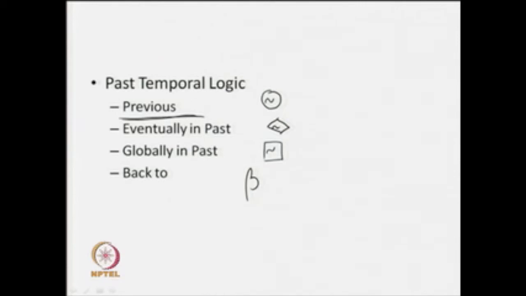So, now we can reason about the past behavior of the system also. In that particular case, we have to look for the past temporal logic. So, like your future temporal logic, we have these 4 operators: previous, eventually in past, globally in past, and back to. Now, like your future temporal logic, we are going to look at the meaning of your past temporal logic.